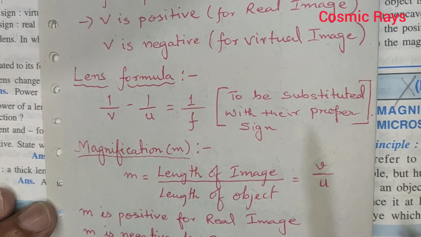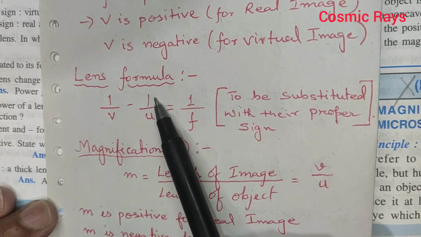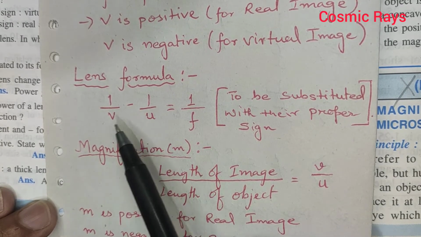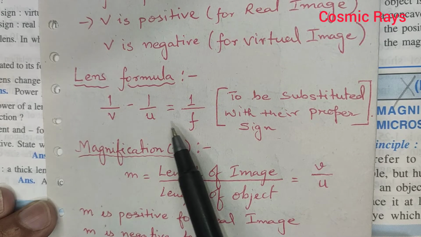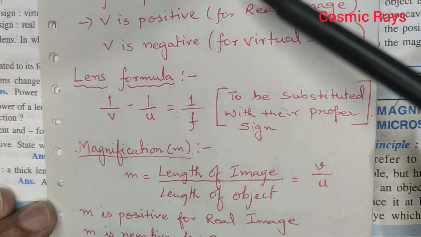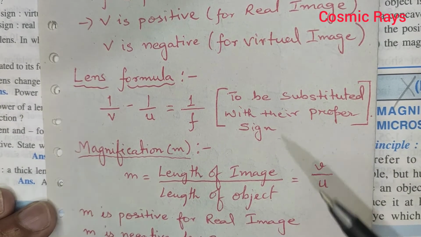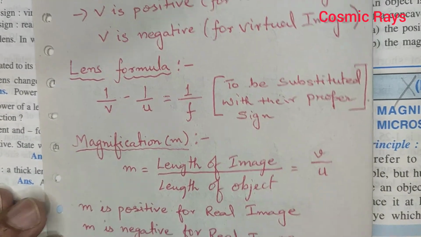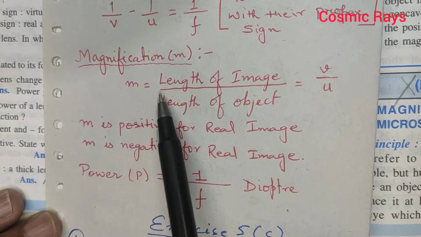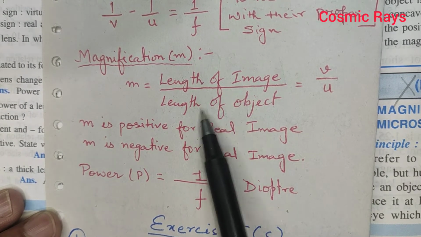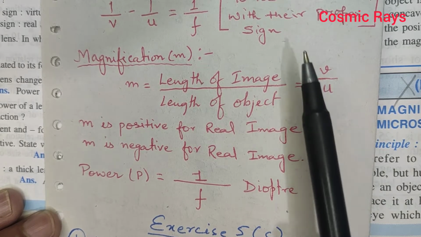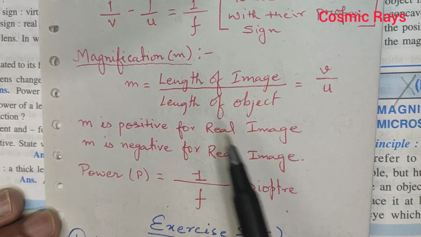The lens formula is 1 by v minus 1 by u is equal to 1 by f, and we substitute these values of v, u and f along with their respective signs that we have already talked about previous to this formula. Now when we talk about magnification, magnification is given as length of the image divided by length of the object, that is v by u, of course again with the respective signs.